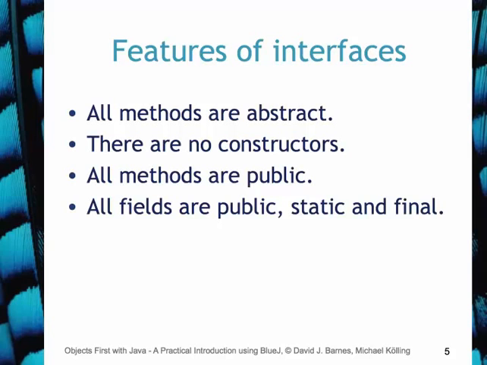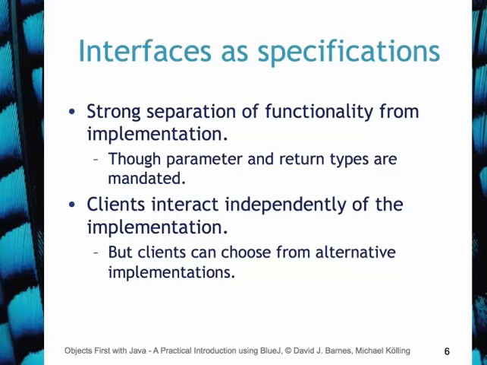So in interfaces, all methods are abstract. There are no constructors. All methods are public, and all fields are public, static, and final. So while there can't actually be instance variables in an interface, you can have public, static, final fields, which, remember, means fields that declare constants. We can think of an interface as a specification rather than an actual thing that contains an implementation. Or another way we might term it is to think of an interface as a contract. Anything that implements drawable agrees to meet the drawable contract. Anything that implements actor agrees to implement the actor contract. So in an interface, there's a very strong separation of the functionality from the implementation.